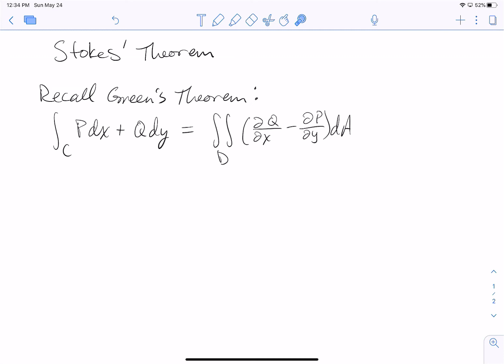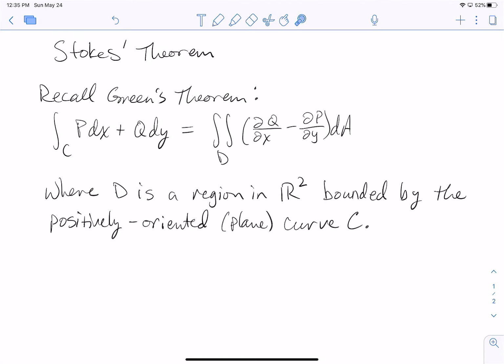We're going to see Stokes' theorem here, but first we're going to remind ourselves of what Green's theorem says. It says that the line integral over C of P dx plus Q dy is the double integral over D of the partial of Q with respect to x minus the partial of P with respect to y dA, where D is a region in R2 that is bounded by the positively oriented plane curve C. This all exists in 2 dimensions.